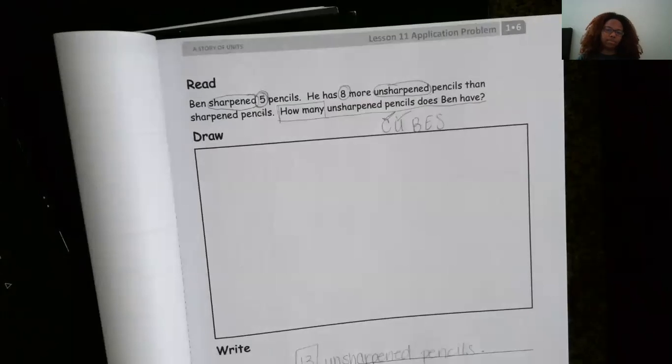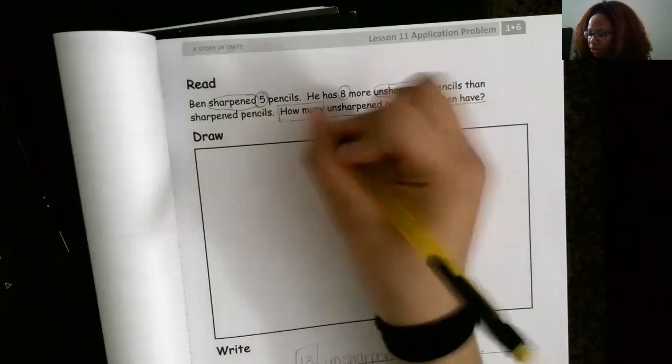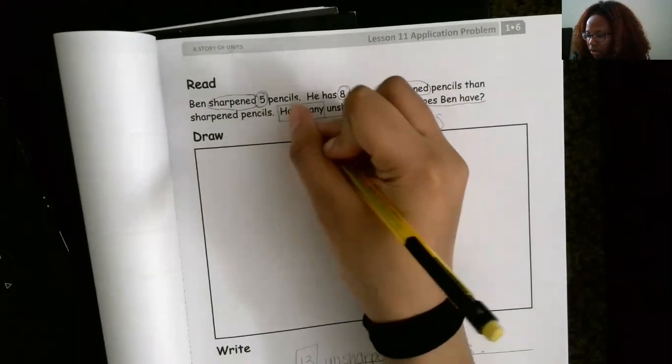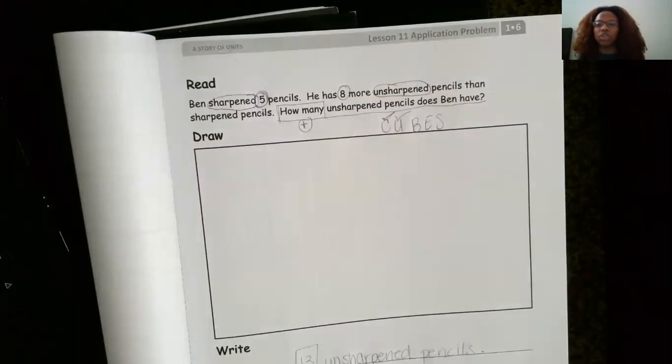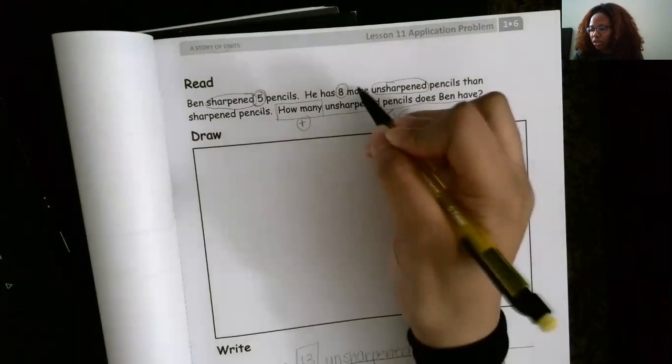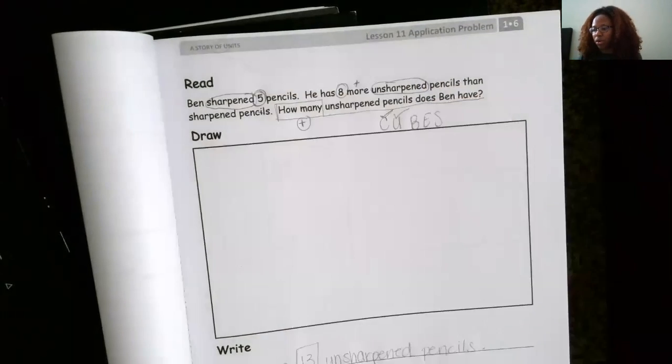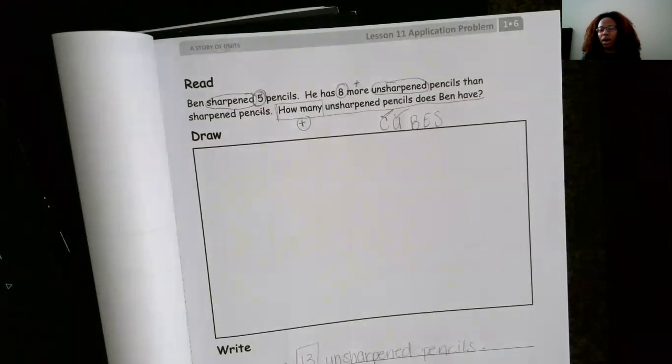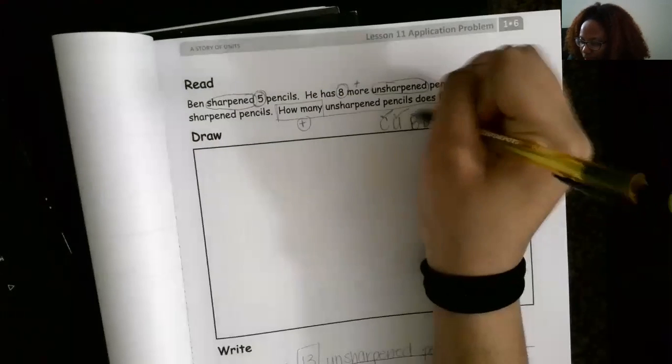So I am going to want to add or subtract. I am going to add. So go ahead and put the plus sign there. And don't forget to circle it so you can remember to add. Also, let's go back up here and it says I have 8 more unsharpened pencils. So remember, you have 8 more unsharpened pencils than sharpened pencils. So you want to keep that in mind when we go to our math drawing. So let's go ahead and do that.